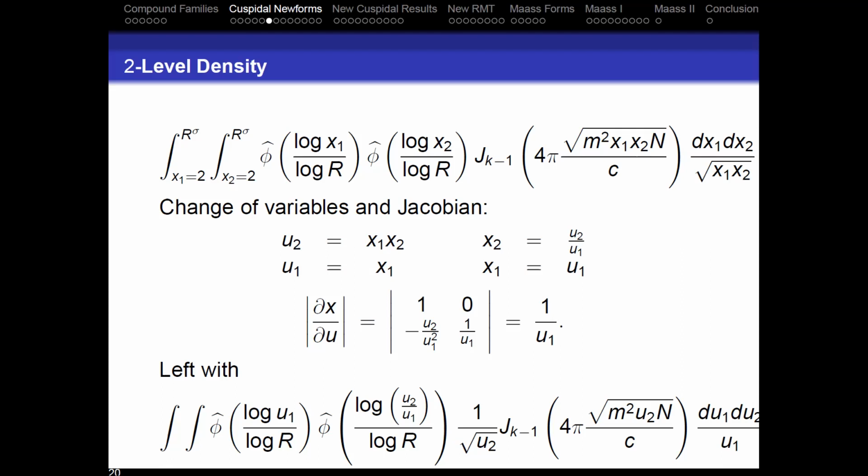What I did instead is I cheated. I introduced the following change of variables. Let's let u2 be x1 x2, u1 be x1. So x2 is u2 over u1, x1 is u1, and then the Jacobian of the change of variable. Hopefully this is vaguely familiar. In polar coordinates, this is the r d theta.